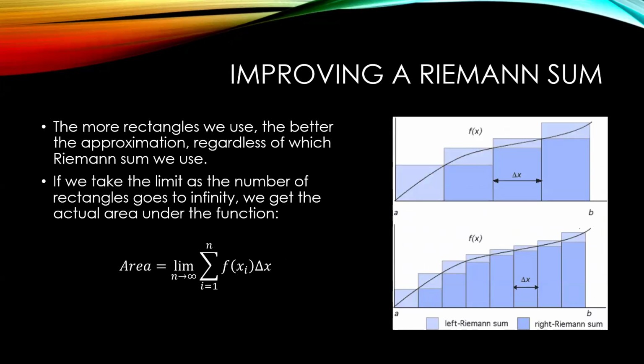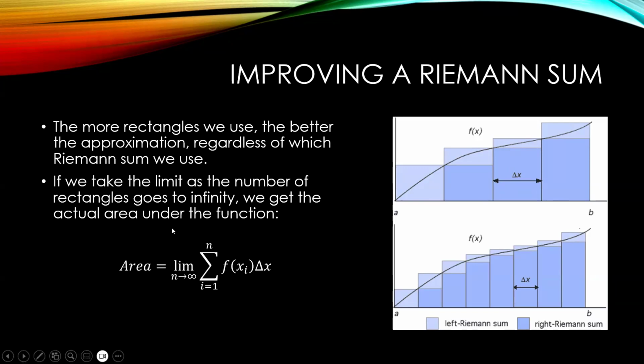The more rectangles we use, the better the approximation is going to be. And it turns out this is regardless of the Riemann sum we use. As long as we fix the distance between, or the base of the rectangle, we're always going to get better and better approximations as we use more and more and more.